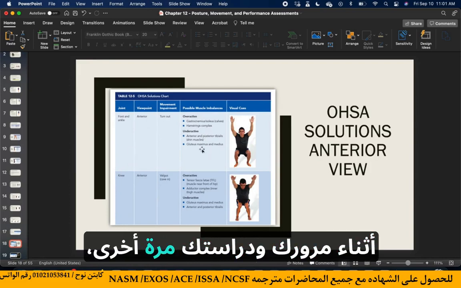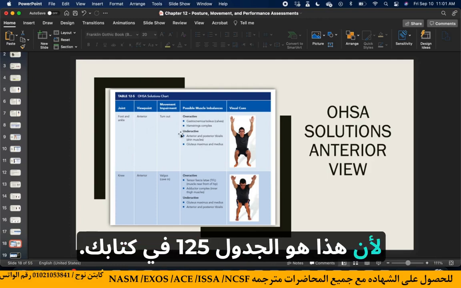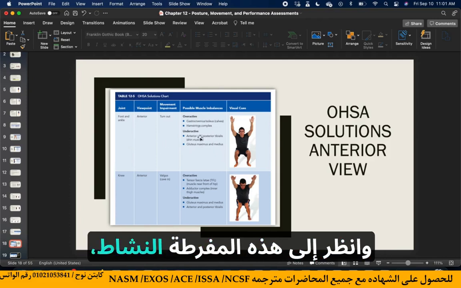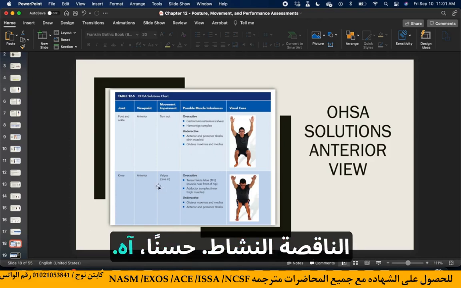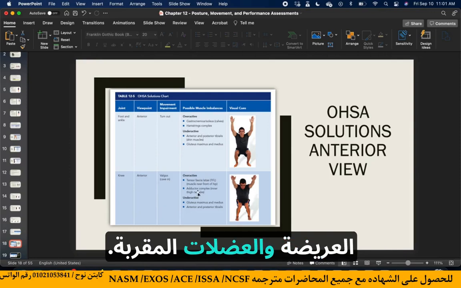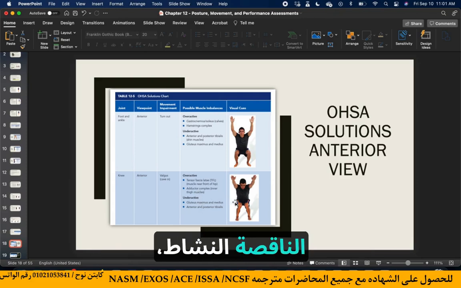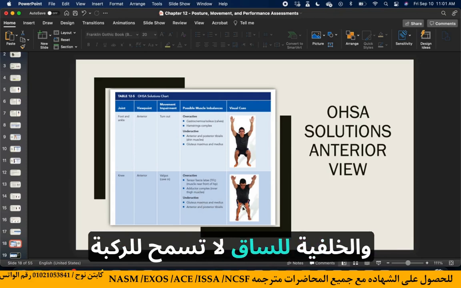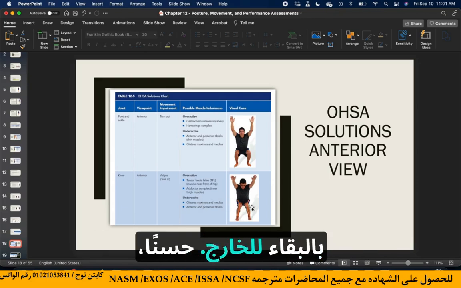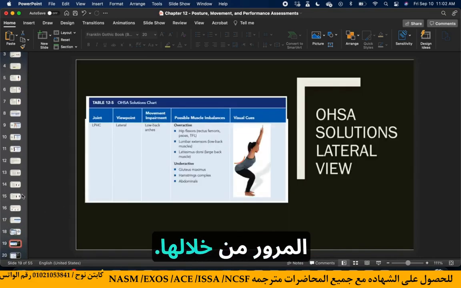As you're going through and studying, again, pause this. If you have your book, go through the book chart, because this is table 12.5 in your book, and look at these overactive, underactives, all right? Valgus or knees caving in, your overactive are your TFL, your tensor fascia lata, and your adductor complex. Those are forcing the knees to come in, where underactive, your glutes and your anterior and posterior tibialis are not allowing that knee to stay outward, okay? So these are just, again, going through.